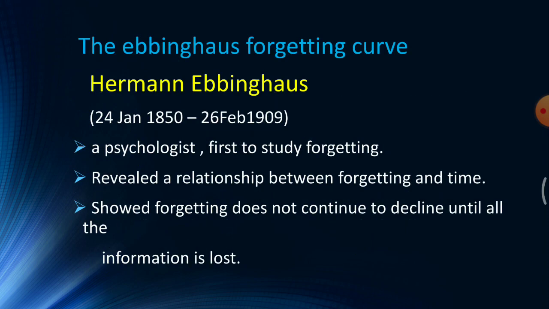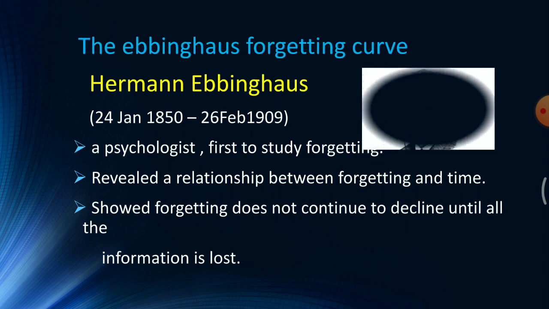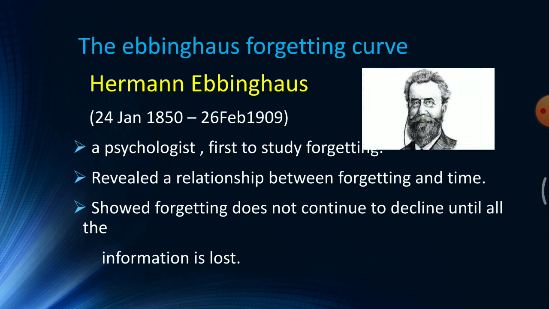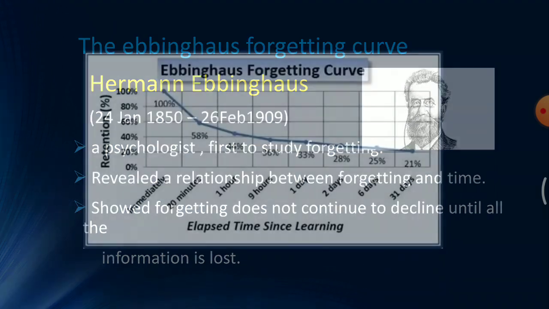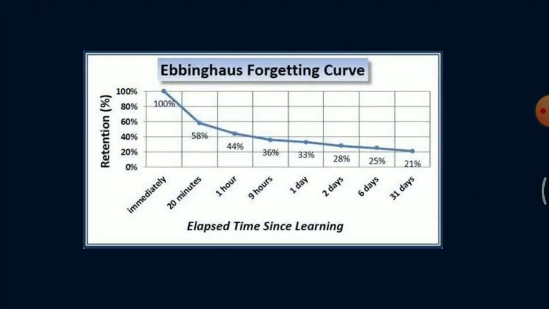The Ebbinghaus forgetting curve. Hermann Ebbinghaus was born on 24 January 1850 and died on 26 February 1909. He is a psychologist and first studied forgetting. He revealed a relationship between forgetting and time. He showed forgetting does not continue to decline until all the information is lost. This is Hermann Ebbinghaus, and this is the Hermann Ebbinghaus forgetting curve.